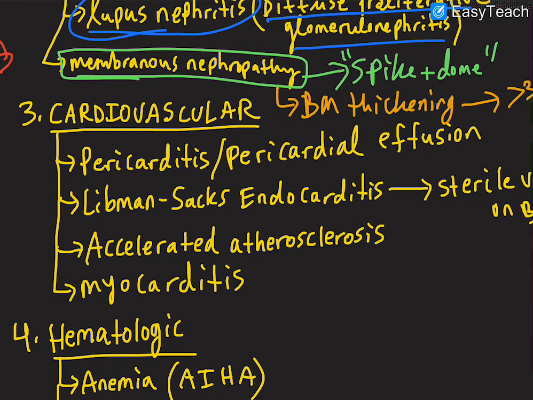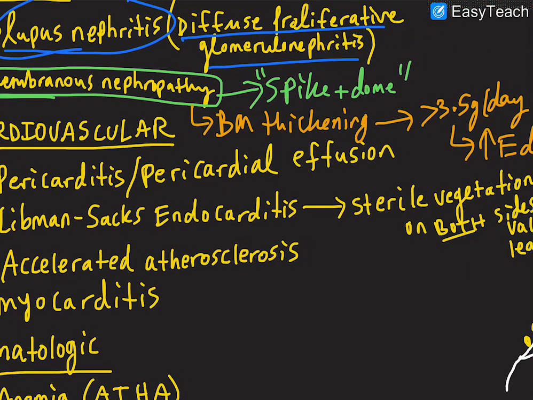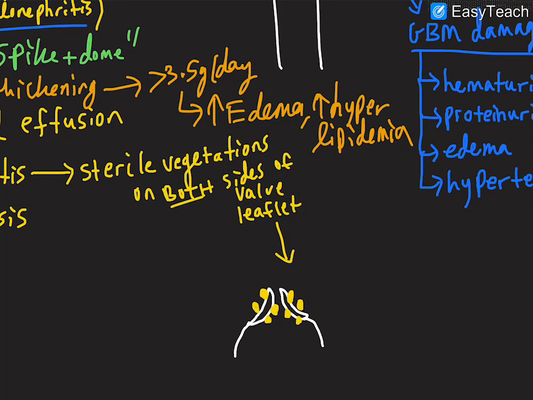Another body system that lupus can affect is your cardiovascular system, right? So it can affect your endocardium, leading to Libman-Sacks endocarditis, and these are sterile vegetations on your valves, right? But it's Libman-Sacks endocarditis, which is sterile vegetations on both sides of your valve leaflet. So if this is your valve leaflet, not just sterile vegetations here and here, but on both sides. So on that side and this side, okay? This side and that side, both sides.